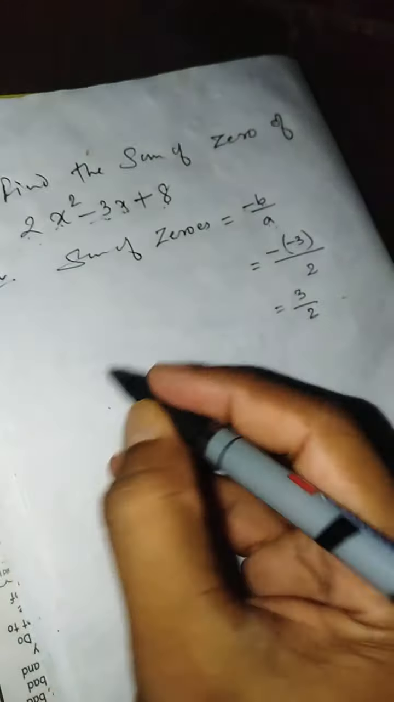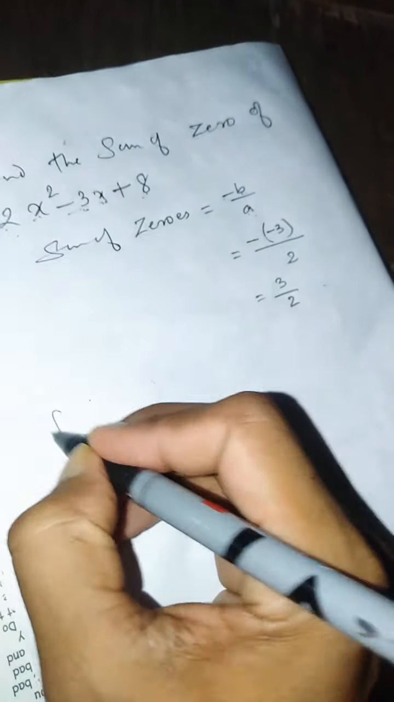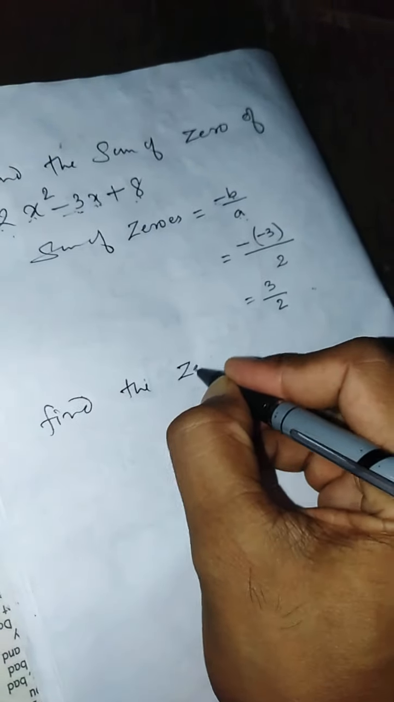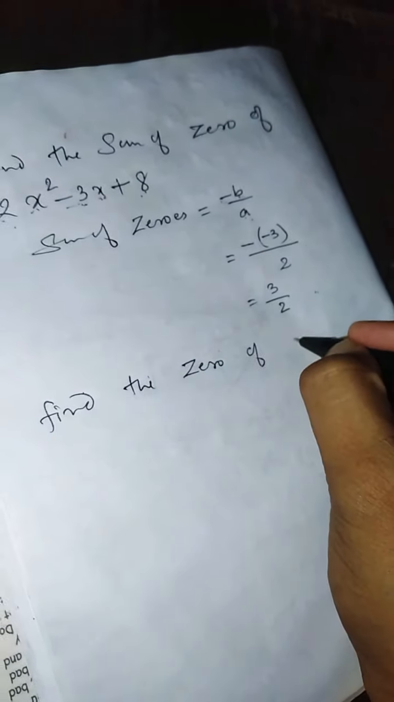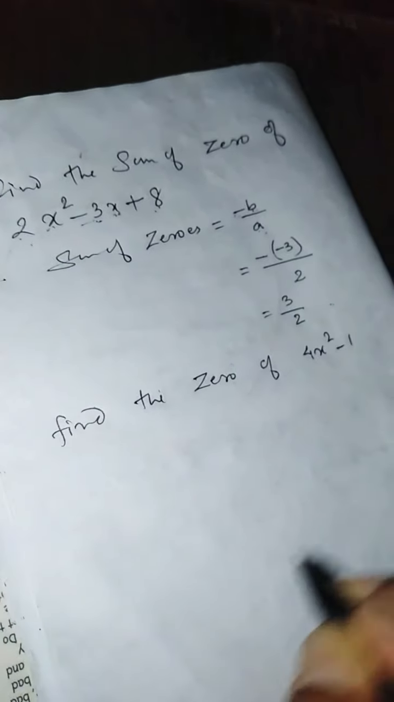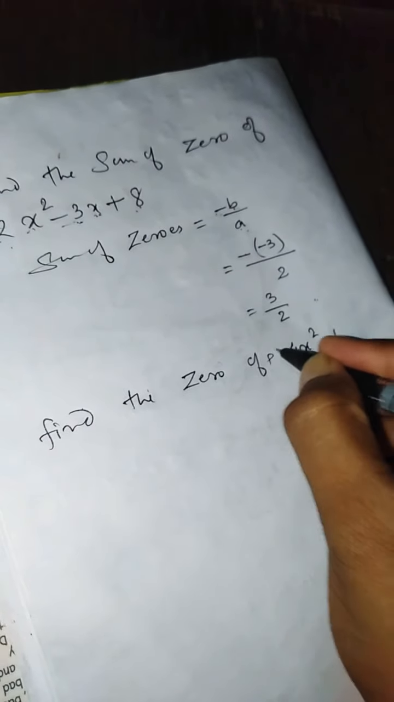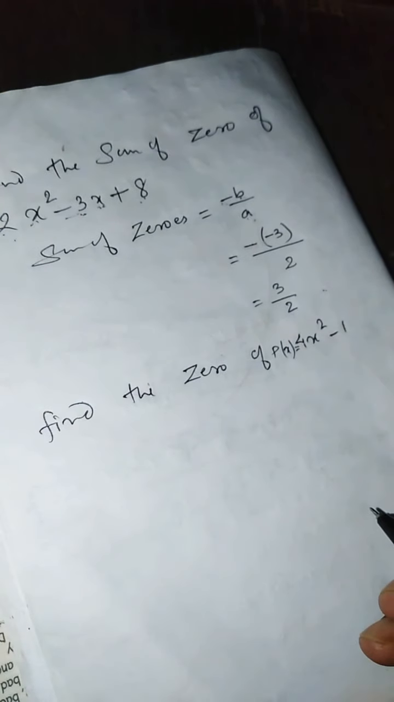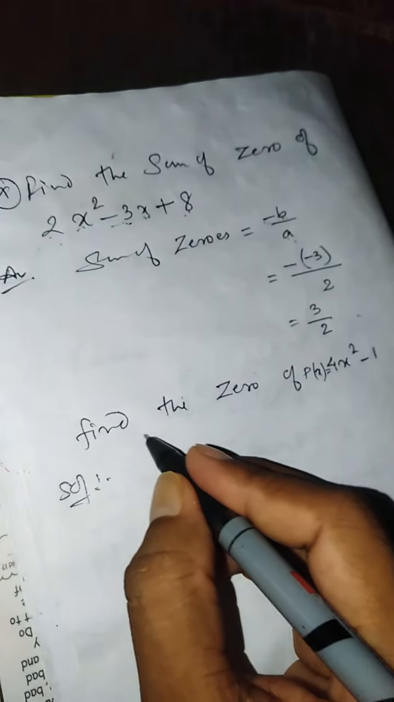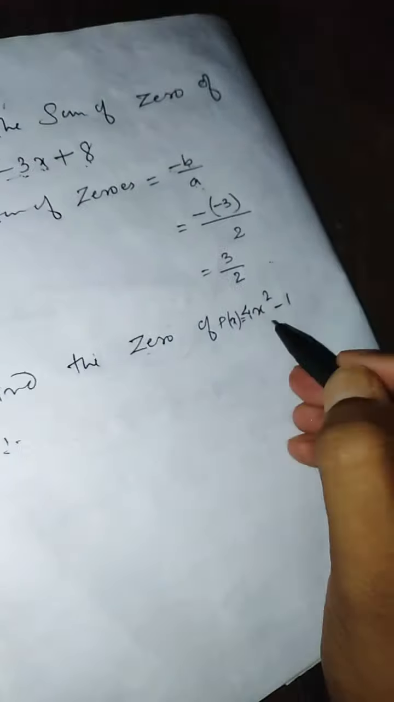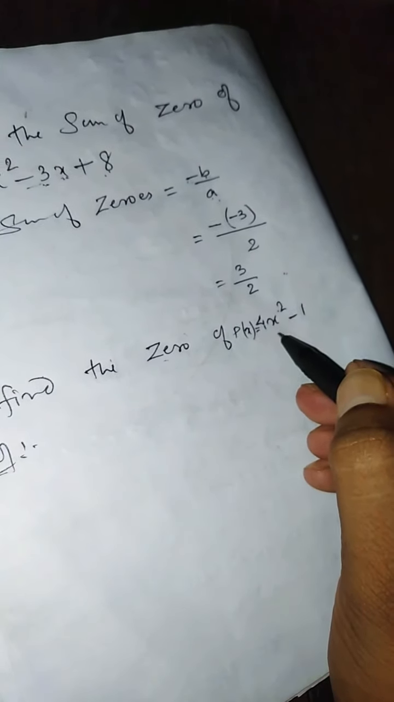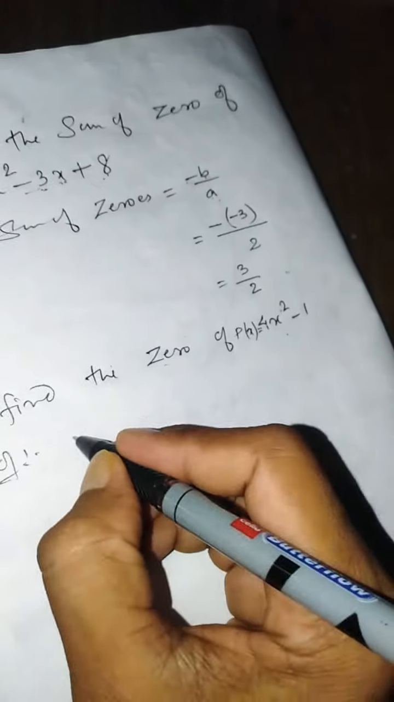Okay, one more question of the same type. Find the zero of p of x equal to 4x square minus 1. The solution: we have to find the zero here. What is the degree of this polynomial? The degree of this polynomial is 2. So how many zeros are possible? 2 zeros are possible.